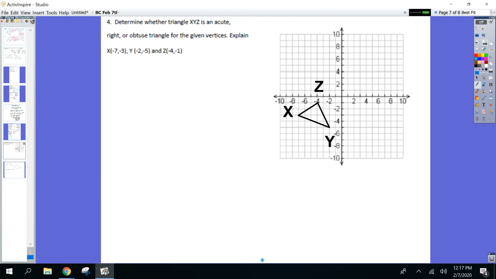Is it acute, right, or obtuse, this triangle? Well, it looks like, no. This isn't the "look like" game. What are we going to have to find to see if it's acute, obtuse, or right? Because I can't do angles, I've got to find the side lengths, so we'll do distances.